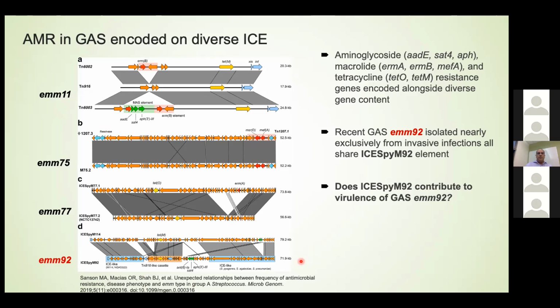We hypothesize this is an ICE of recent emergence because all of the antimicrobial resistant invasive isolates that we have identified thus far encode a highly conserved copy of this ICE, which is what suggests that it's a recently emerged feature of the M92 serotype genome. So this raises the question for us whether this ICE is responsible or contributes significantly to the virulence of this GAS serotype.